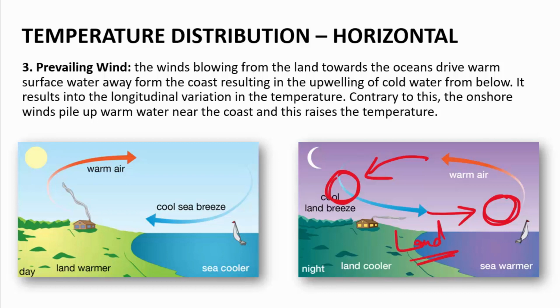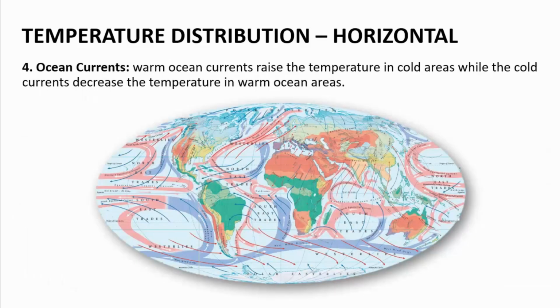Okay, now these are the two phenomena which also regulate the temperature of sea water in the coastal region. However, they do not drastically affect the movement of oceanic water, but they definitely affect the temperature distribution. The next in our list is the temperature distribution in the horizontal direction due to ocean currents. Now, you might be wondering that we already saw the factors that affect the movement of ocean currents, and temperature distribution is also one of them.